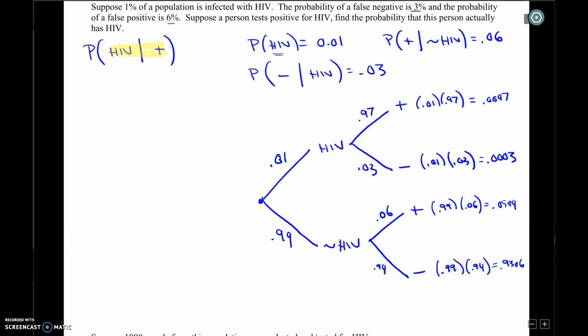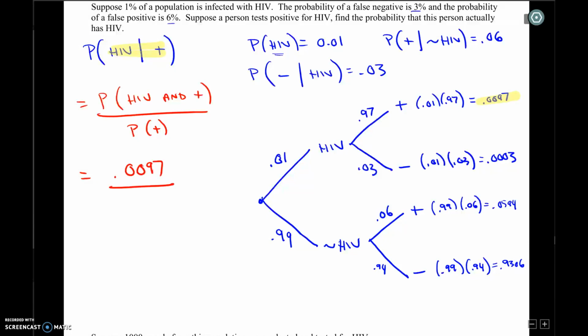All right, so let's go back to what we want to find. I want to know the probability you have HIV given you test positive. We're using the formula that's on your formula sheet: the probability you have HIV and you test positive divided by the probability you test positive. So where is HIV and testing positive? That's this percentage right here. That is 0.0097 divided by the probability that you test positive.